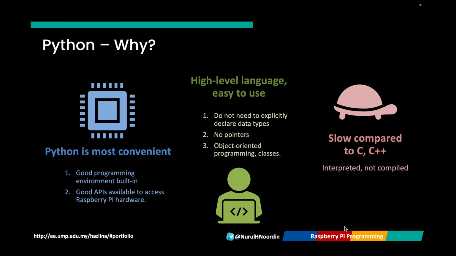However, there are some trade-offs. Python is slower compared to C or C++ because it is an interpreted language. So, instead of being compiled into machine code, Python runs line by line, which affects execution speed. But this also makes debugging easier and allows for rapid development. Overall, Python's ease of use, flexibility, and strong hardware integration make it an excellent choice for programming Raspberry Pi and developing games. Let's explore its capabilities as we move forward in this course.